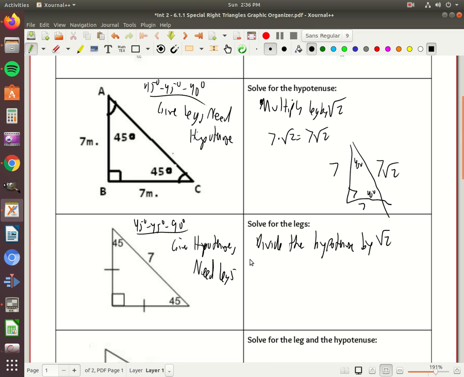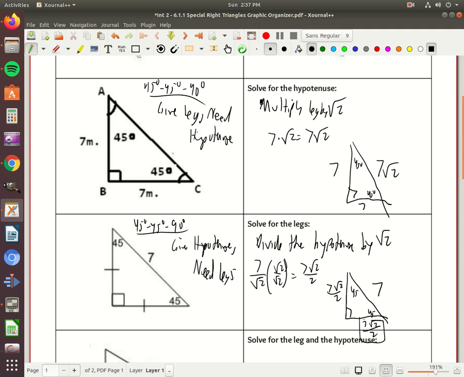So now what I'm going to do is I'm going to do the same thing here, but I need to divide 7 by the square root of 2. Now, if you think about where we started this chapter, I can't have an irrational denominator, so I'm going to multiply by the square root of 2, right? And I'm going to get 7 times the square root of 2 over 2. And this is what my leg is going to equal. So my legs here are going to equal, again, this is 45, this is 45, this was 7. My legs are going to be 7 times the square root of 2 over 2, and 7 times the square root of 2 over 2.